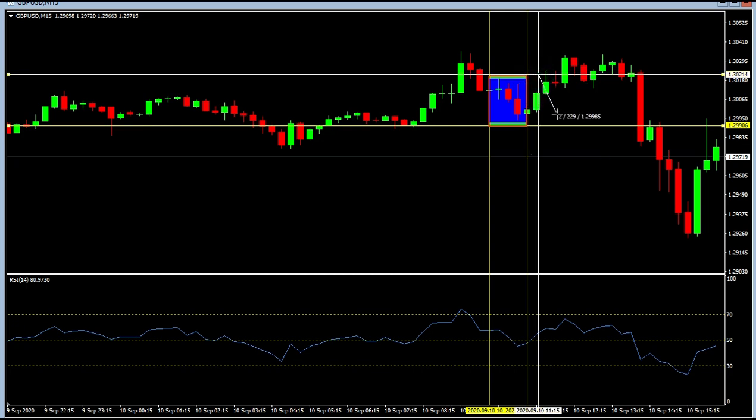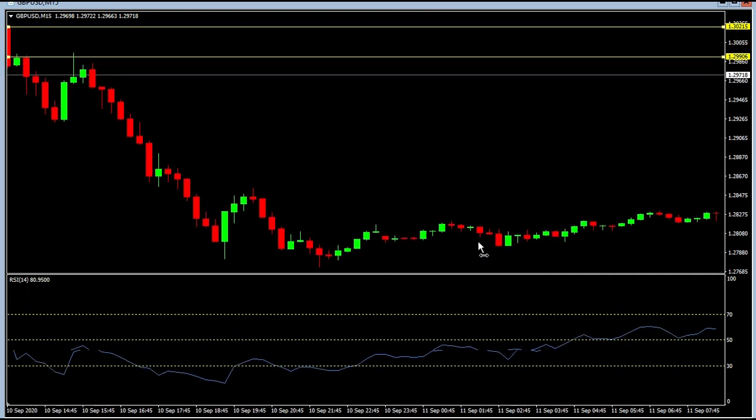So what are you risking? You're risking 31 pips or 30 pips, and you're looking for 30 pips profit up here. So the market doesn't go that far. The market comes back down and it hits your stop loss. So you lose 30 pips.